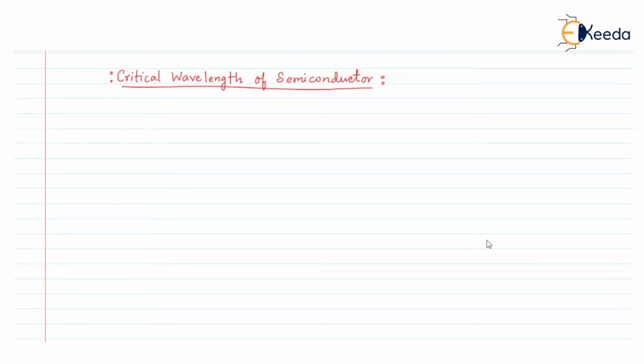As we know, let us assume that we have a semiconductor, and this semiconductor has a band gap of Eg, that is the band gap energy of the semiconductor. Now, if we take a diagram of a semiconductor, suppose this is the semiconductor and this is the bulk material.